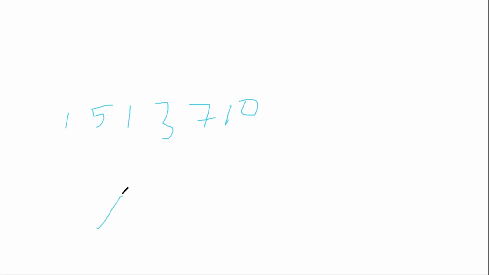So from 1 you see up, you see 5. From 5 you see up, you see 7 somewhere over here. So from 5 you go down, you get 1 over here. Then from 1 you go back up to 3. From 3 you go back up to 7. And from 7 you go back even further up to 10.